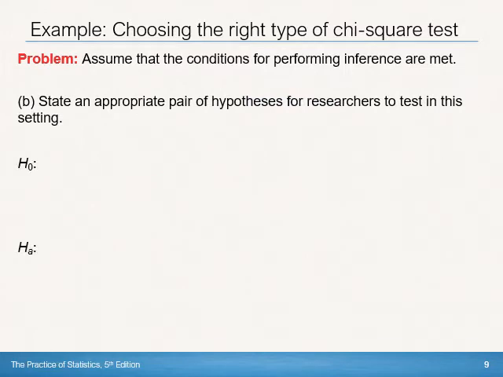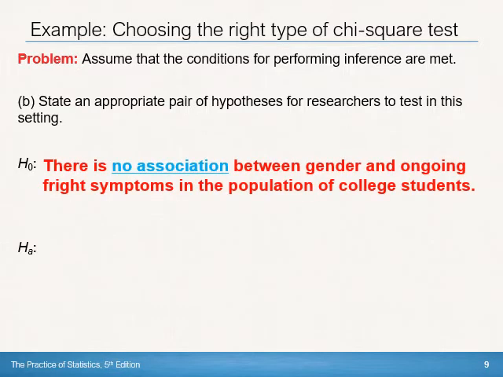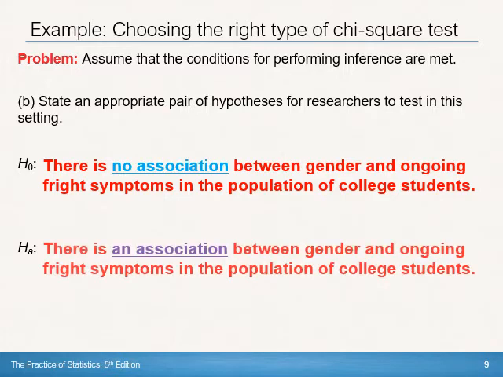All right, state an appropriate pair of hypotheses for this particular example. I'll pause the video, write those out, and then I will reveal once you start up the video again. Okay, so the null hypothesis always says there is no association, so in this case we say there is no association between gender and the ongoing fright symptoms in the population of college students from where we sampled. The alternative would be the exact same thing, except it will say that there is an association.